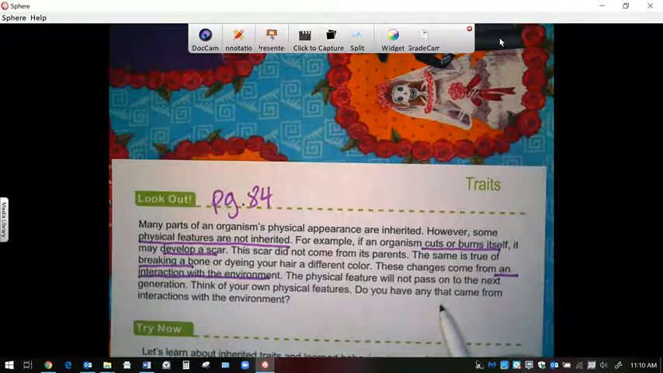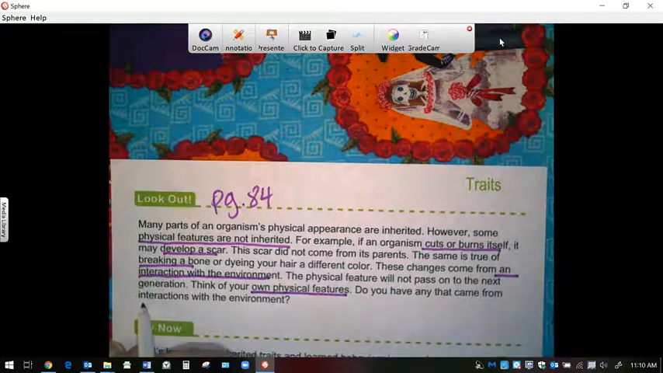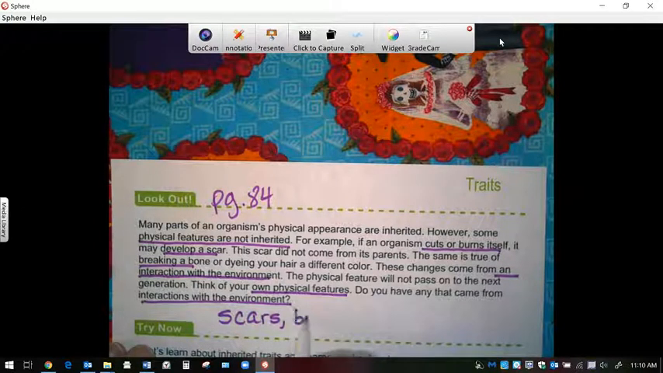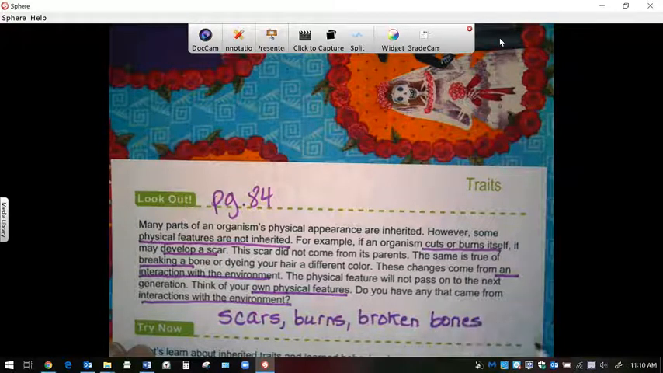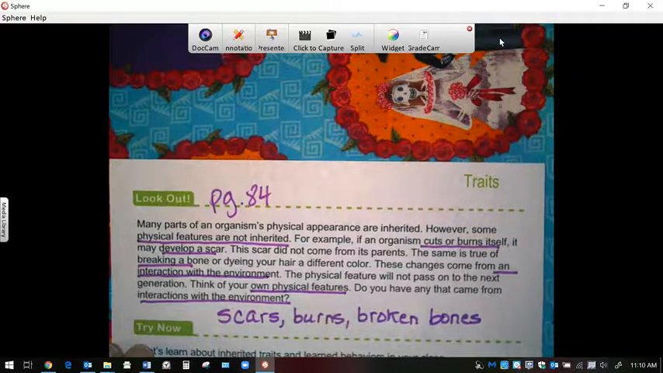Think of your own physical features. Do you have any that came from interactions with the environment? And again, that would be like scars, burns, broken bones. So think of features that you have on your body that you did not inherit or learn.